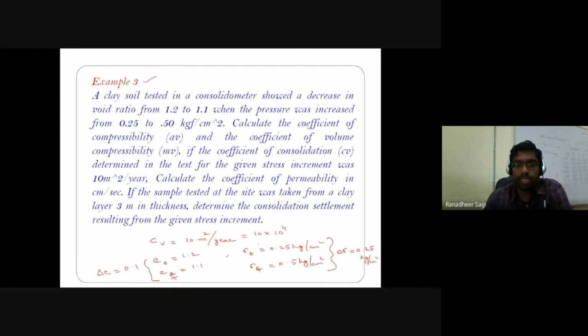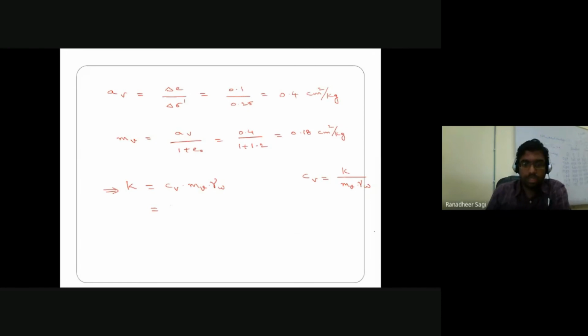This is per year, but what I wanted is per second. So to calculate it per second, in the denominator, per year I'll have 365 days. Each day I'll have 24 hours. Each hour I'll have 60 minutes. Each minute I'll have 60 seconds. So I get 3.17 into 10 to the power of minus 3 centimeter square per second. So I have my CV value now in terms of centimeter square per second.